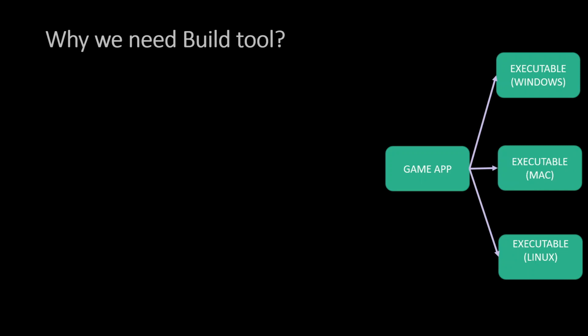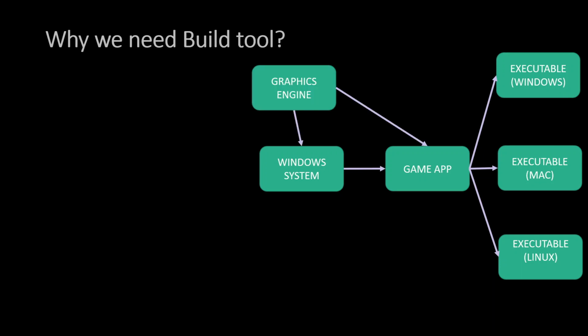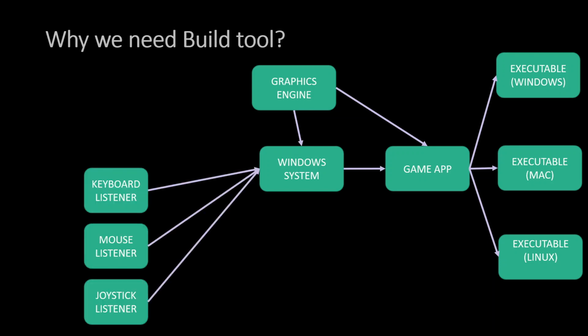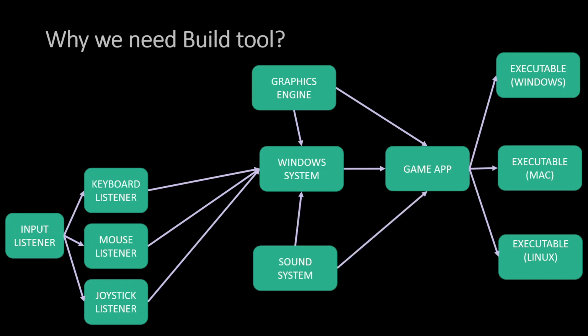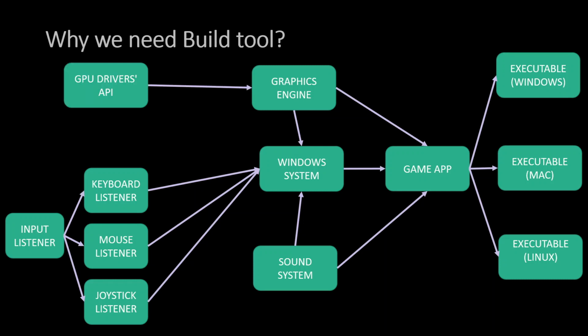Let's say you want to build a game for all three platforms: Windows, Mac and Linux. For building the game, you need a window system for creating windows on the platforms. You also need a graphics engine for both the window system and the game app. Then we need listener objects for all the input devices, keyboard, mouse and joystick, which would be inheriting from the same input class. Then we also need a sound system for better user experience, and a graphics driver for hardware accelerated rendering of the objects.